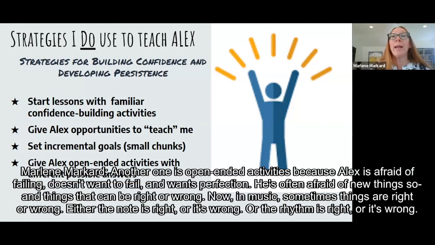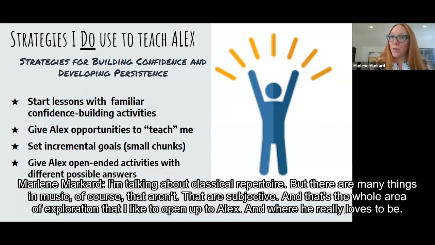Another one is open-ended activities. Because Alex is afraid of failing, doesn't want to fail and wants perfection, he's often afraid of new things, and things that can be right or wrong. Now in music, sometimes things are right or wrong. Either the note is right or it's wrong, or the rhythm is right or it's wrong. I'm talking about classical repertoire.